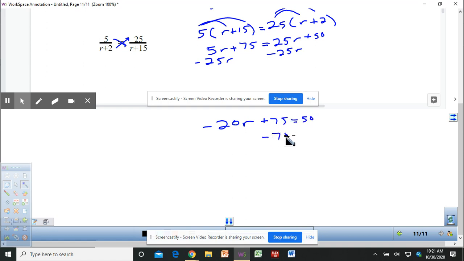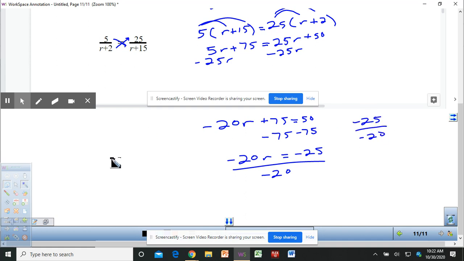Now I'm going to subtract 75 from both sides. So negative 20r equals negative 25. Divide both sides by negative 20. So if I have negative 25 over negative 20, the negatives are going to cancel out, giving me a positive number. 5 goes in here 5 times, 5 goes in here 4 times. So my answer is 5 over 4.